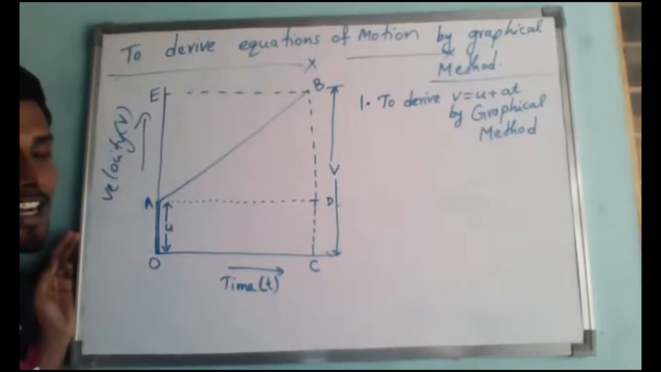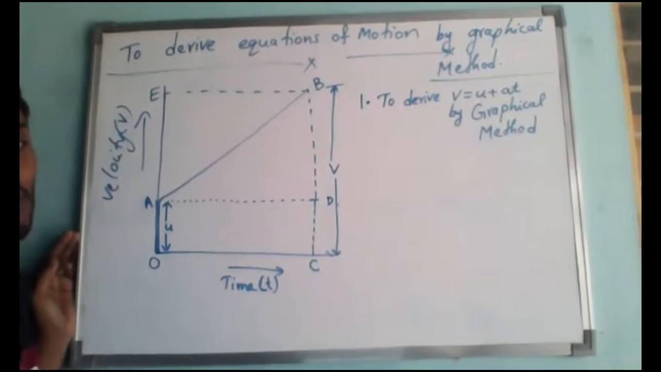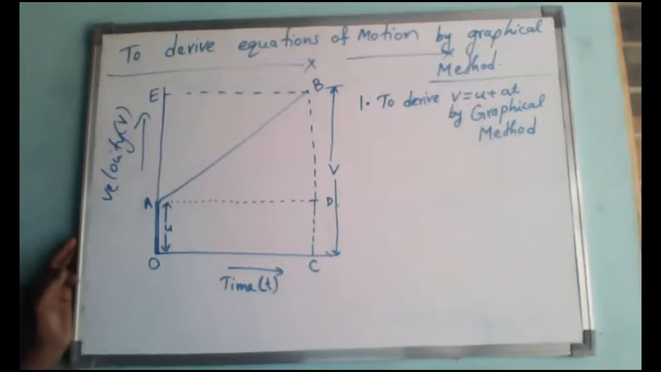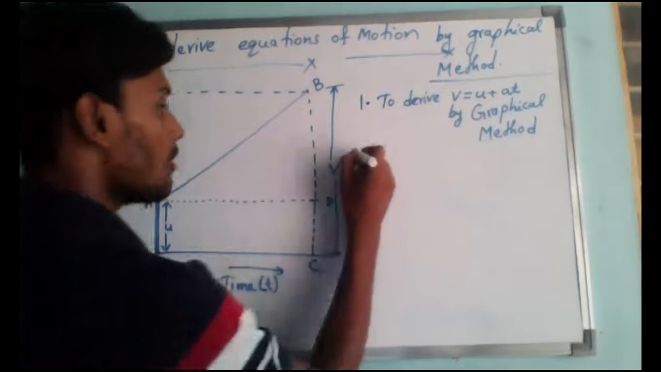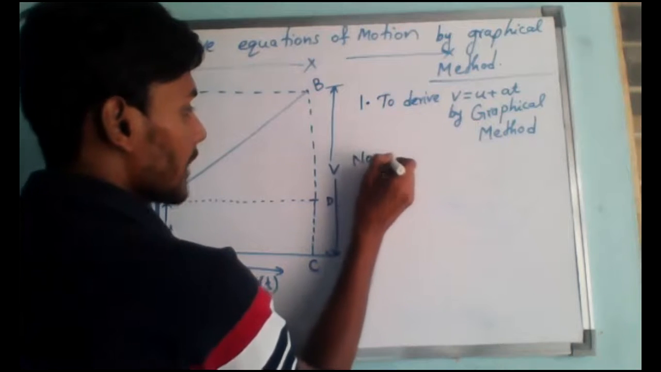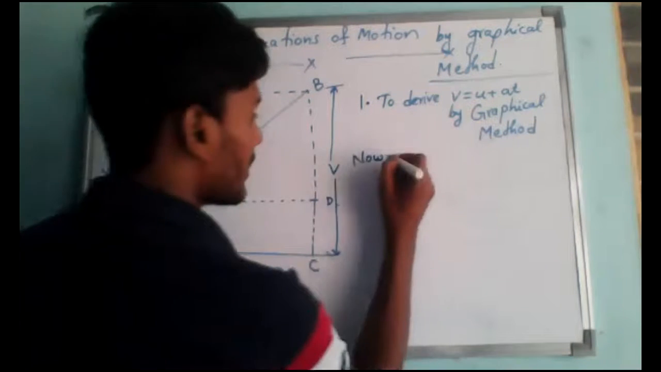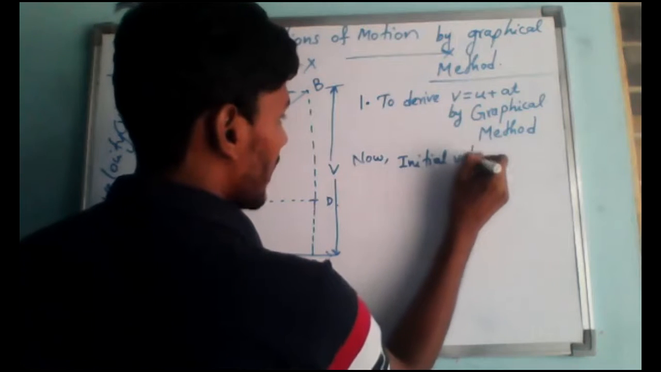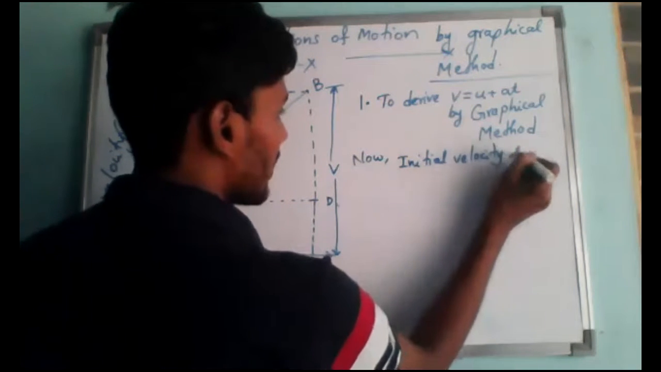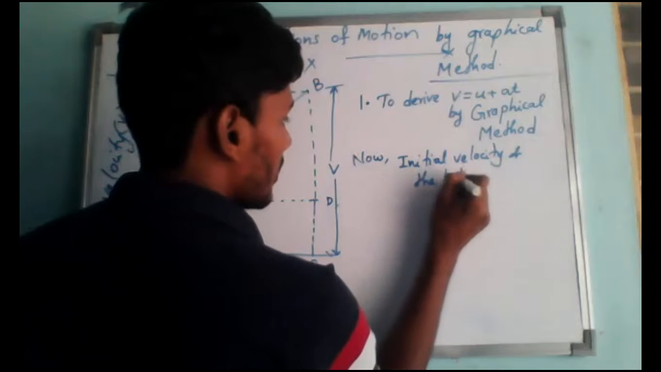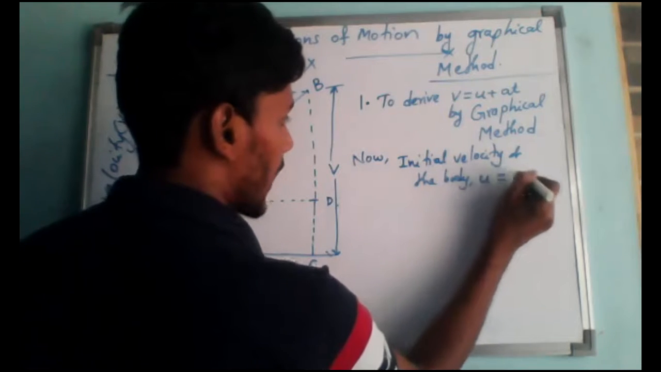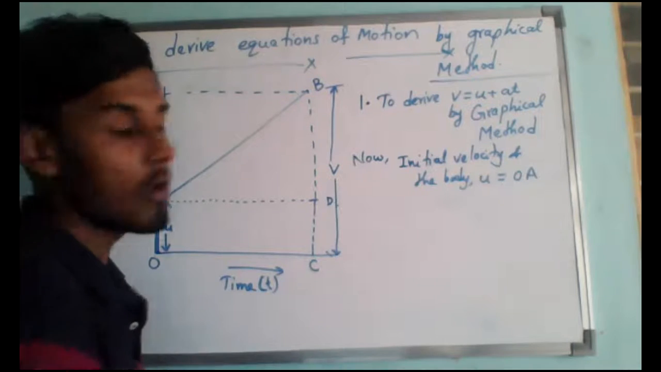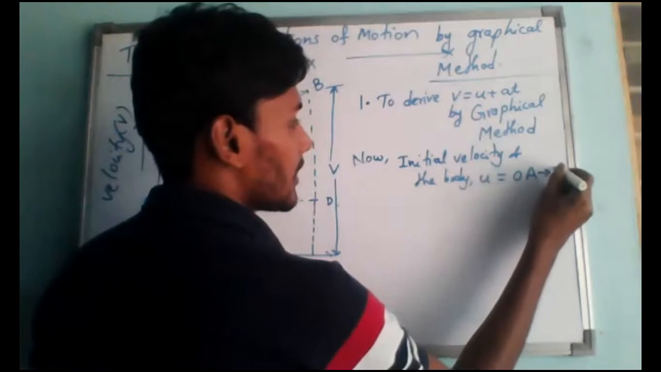Now, if you understand this, then with the help of this only, we are going to derive everything. So now let us assume this is my graph. From this, let me write the first one. What is the initial velocity of the body? OA, sir. The initial velocity of the body, u, is equal to OA. Is it yes or no? Yes, sir. Let us assume this is equation number 1.